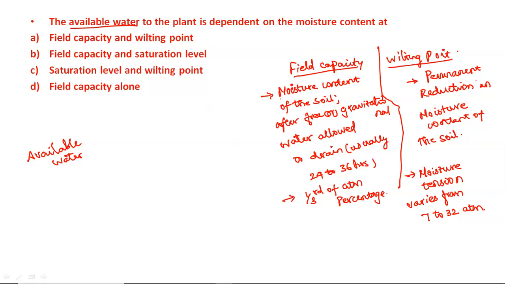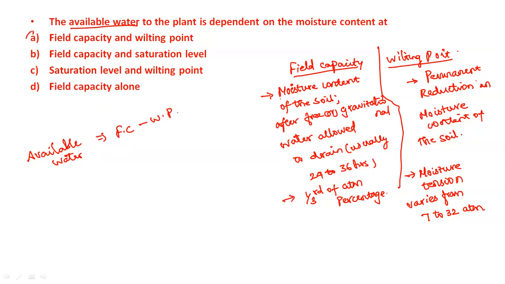Wilting point is the permanent reduction in the moisture content of the soil, at which the plant cannot grow. The moisture tension at the wilting point is about 15 atmospheres. So the available water is nothing but field capacity minus wilting point. This is known as the available water.